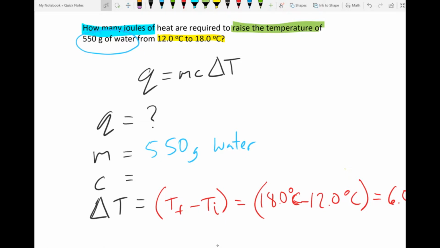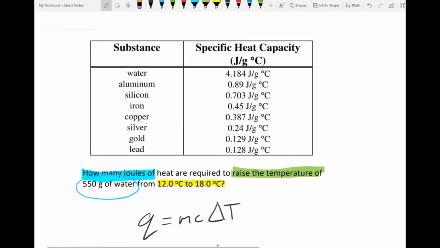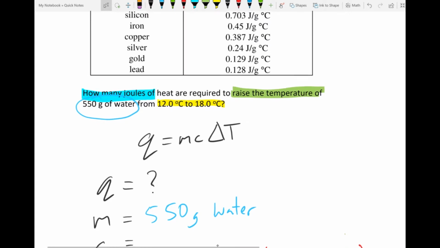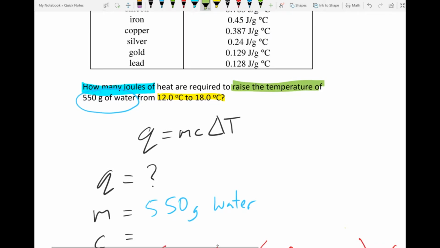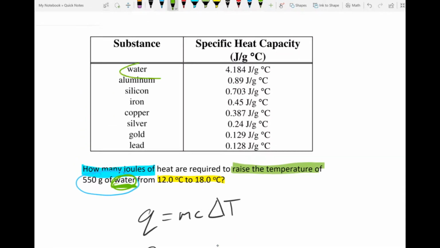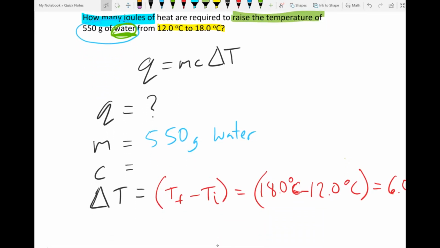And then finally, specific heat. Now here's the clue. Specific heats are entirely dependent on the material, and here you have an entire table of specific heats. When you're looking through a problem, you want to highlight what it is that we're heating up. In this case, it's water. So when we're trying to find our C, we come up to the table and find water. We see that water is 4.184 joules per gram degree Celsius.